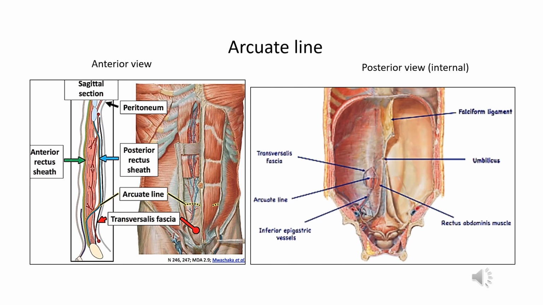At a point midway between the umbilicus and symphysis pubis, which corresponds to the beginning of lower 1/4 of the rectus abdominis muscle, all of the aponeuroses move anterior to the rectus muscle. From this point inferiorly, there is no posterior rectus sheath, and the rectus abdominis muscle is in direct contact with the transversalis fascia. Marking this point of transition is the arch of fibers called arcuate line.